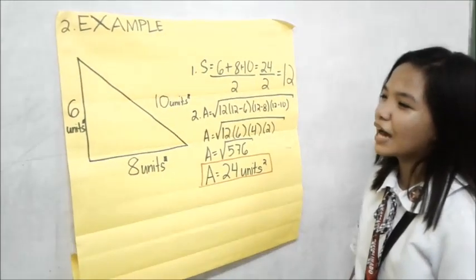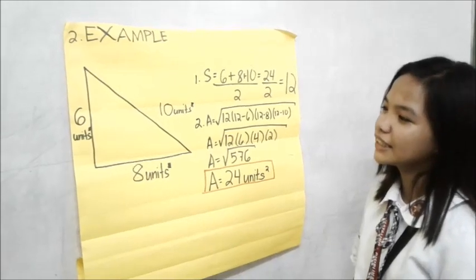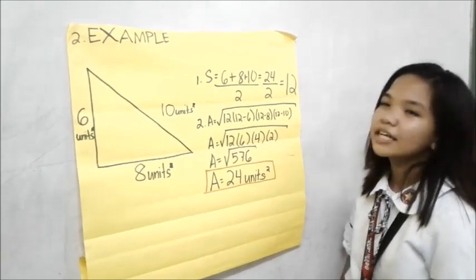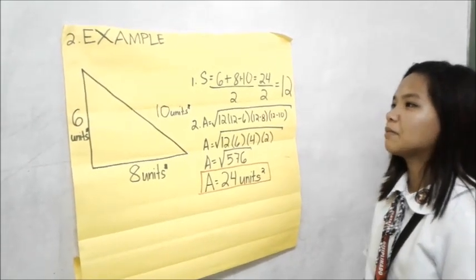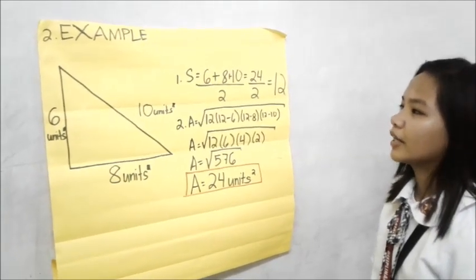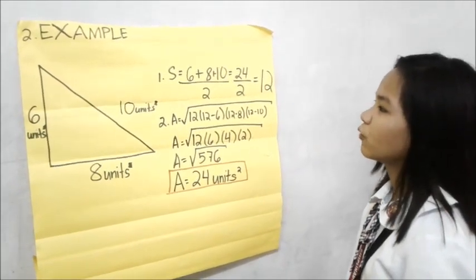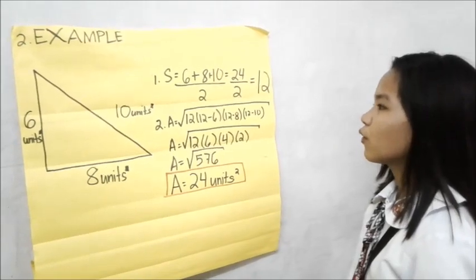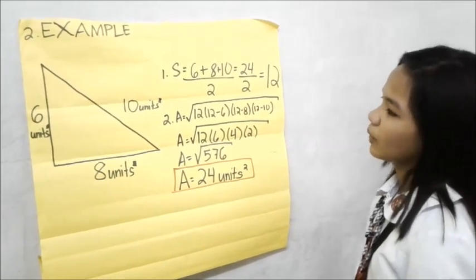For number 2, we have a given of 6 units, 10 units, and 8 units. In step number 1, finding the semi-perimeter, s is equal to 6 plus 8 plus 10 over 2. Substitute, 24 over 2. And the answer is 12.